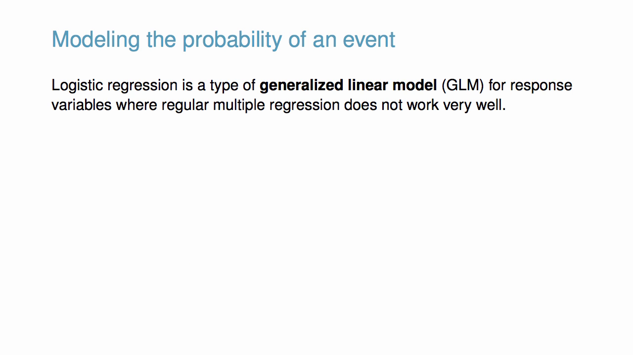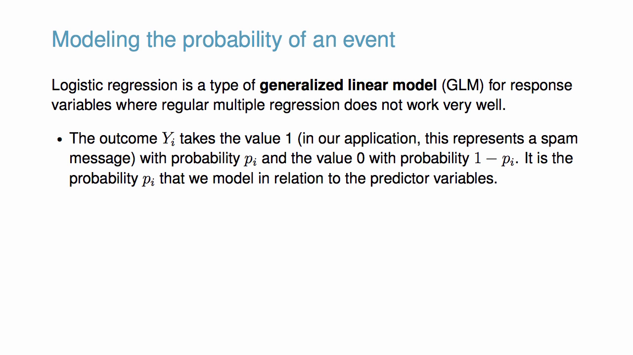Logistic regression is a type of generalized linear model for response variables where regular multiple regression doesn't work very well. The outcome y_i takes the value 1, in our application this represents a spam message, with probability p_i, and the value 0 with probability 1 minus p_i. It is the probability p_i that we model in relation to the predictor variables.